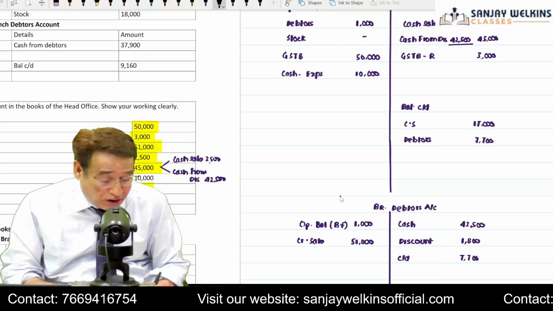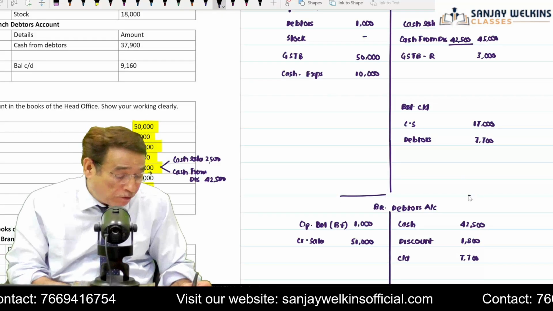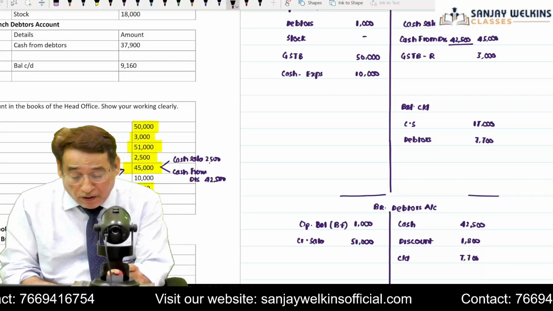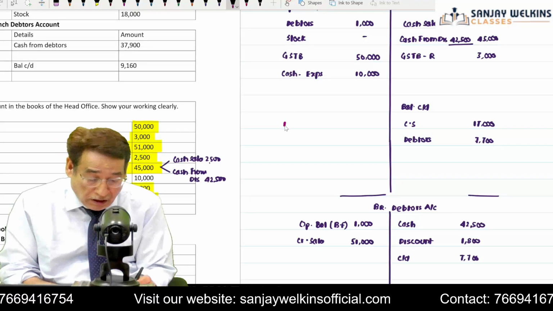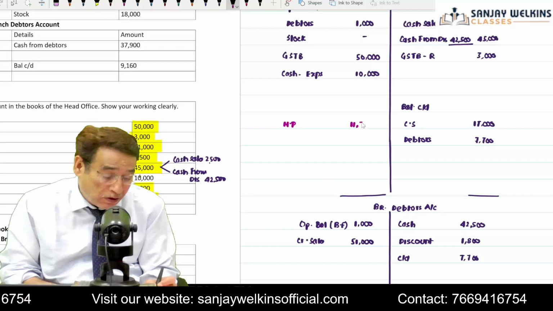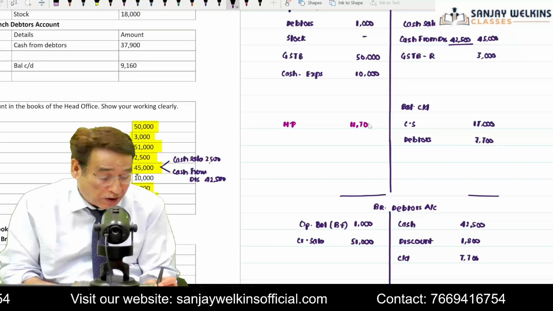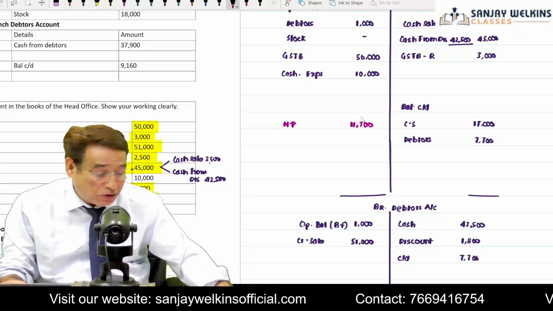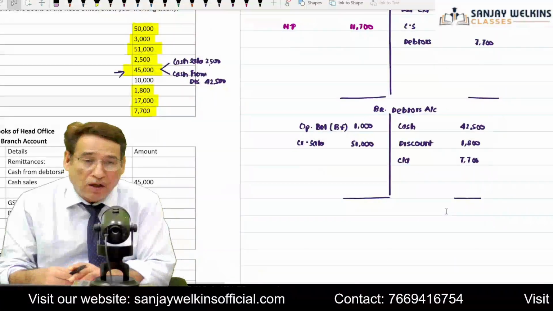So now we are going to tally it out to find out our net profit. So our net profit will be 11,700, I think so. So 11,700, you write here, 11,700. So this is how you are supposed to do this particular question. Is it clear to you?